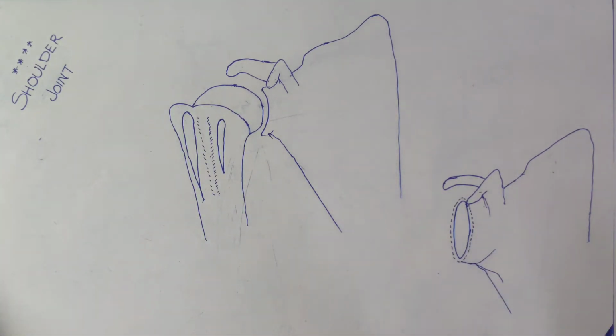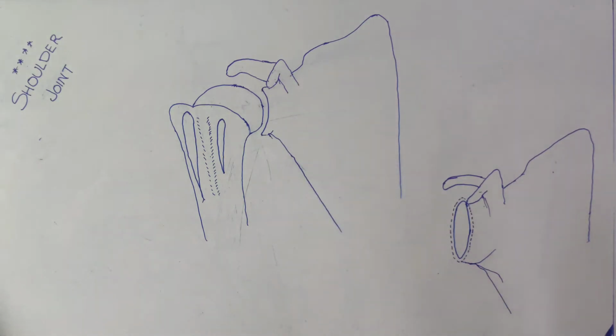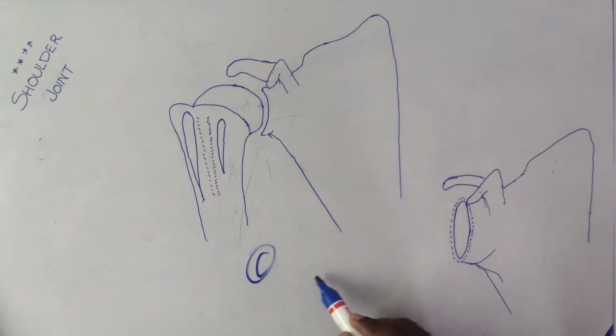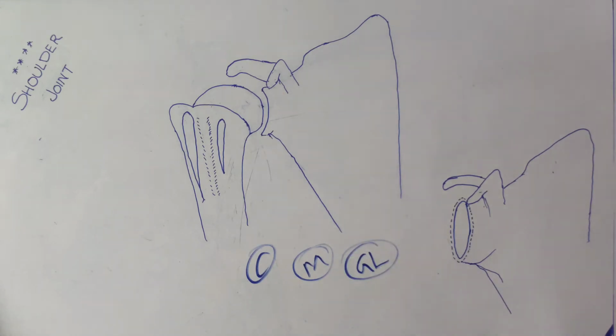Now the stability of the joint is maintained by the coracoacromial arch, which we can see here. Next, the musculotendinous cuff, which is formed by the rotator cuff muscles. Next, the glenoid labrum. Here this is the glenoid cavity and the dotted line is the labrum. So the stability of the joint is maintained by three parts: first the coracoacromial arch, second the rotator cuff, and third the glenoid labrum.